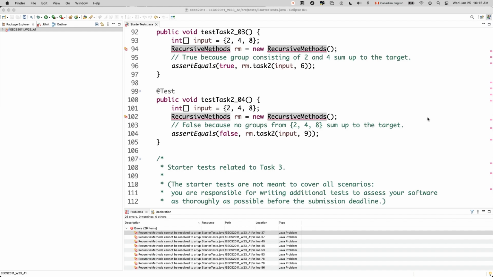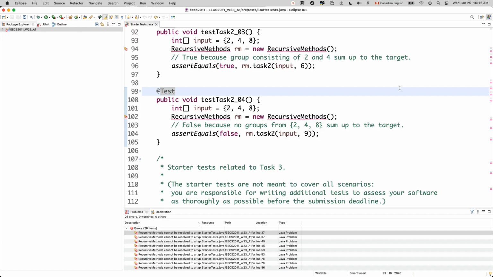Any question? Anything that's not clear? Everyone's okay? All right. Okay. Awesome. All right, let me exit from the Eclipse.